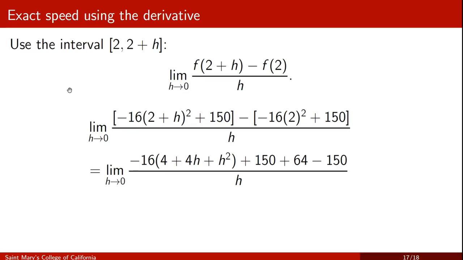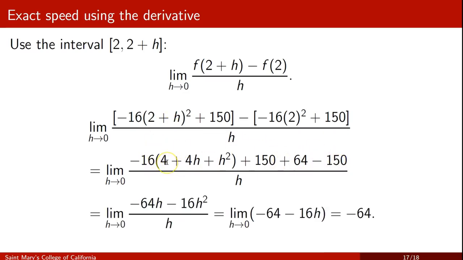So we can FOIL out that 2 plus h squared. We can distribute the 16, so 16 times 4 is 64. Distribute the negatives and positives and so on, and we get to this point. Then things start cancelling. You can already see the 150 and minus 150 are going to cancel, minus 64 plus 64 cancel, and we're not left with very much. We're left with minus 64h minus 16h squared.